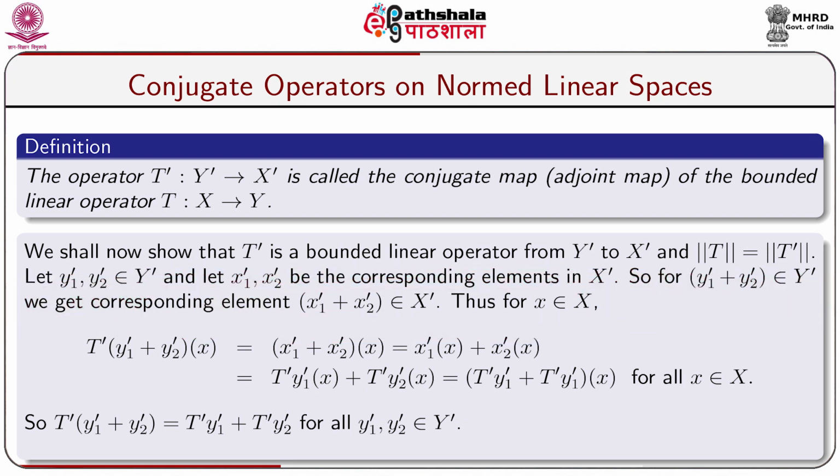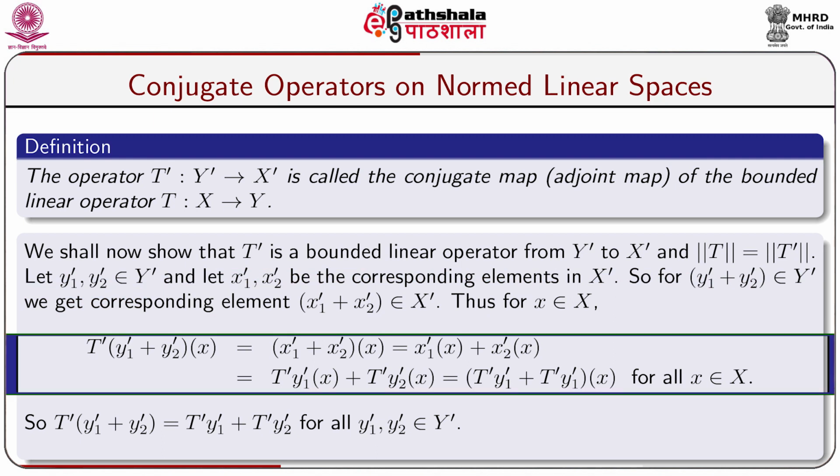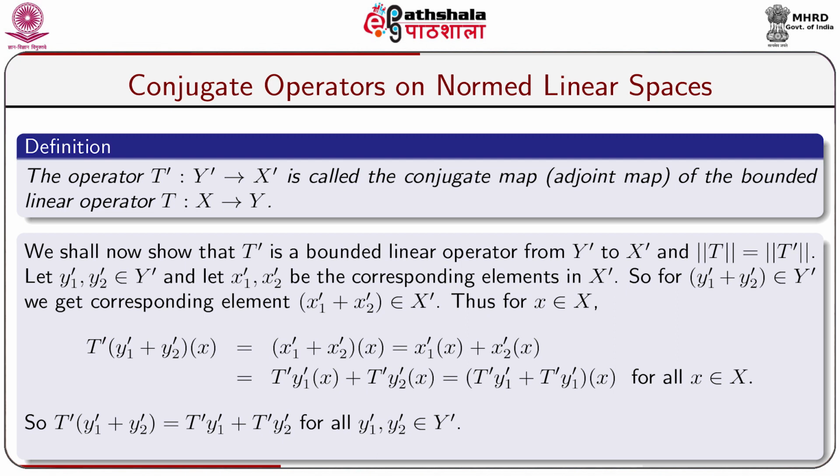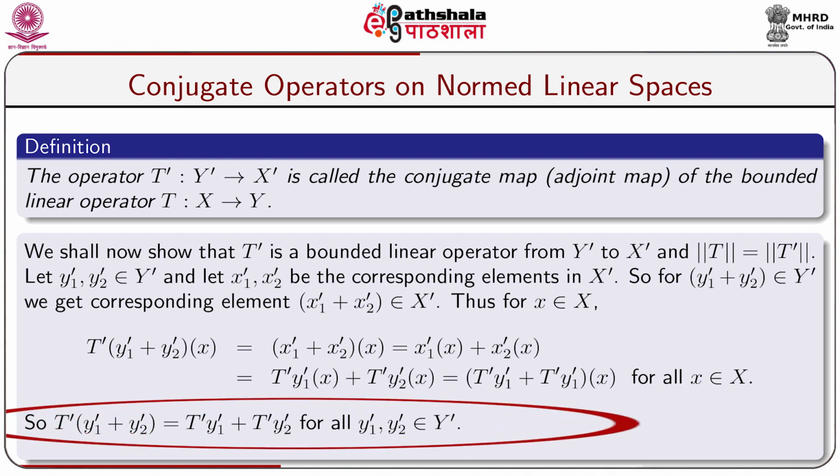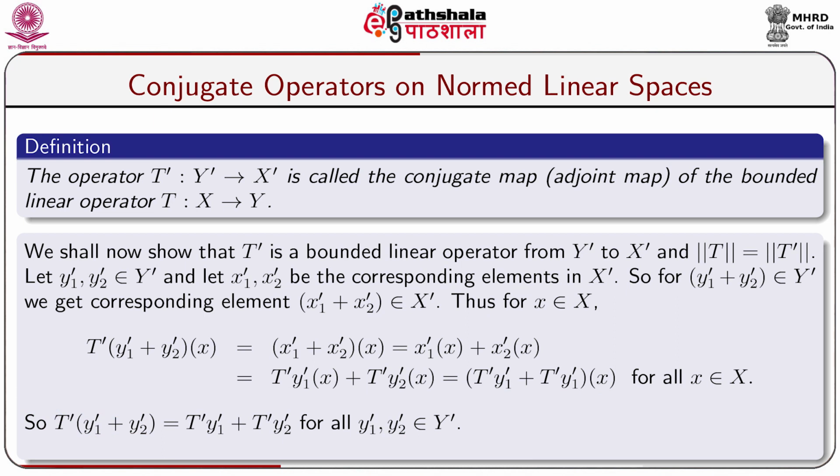Thus, for x belongs to capital X, (T'(y1' + y2'))(x) = (y1' + y2')(Tx) = y1'(Tx) + y2'(Tx) = (T'y1')(x) + (T'y2')(x) = (T'y1' + T'y2')(x) for all x belongs to capital X. So, T'(y1' + y2') = T'y1' + T'y2' for all y1', y2' belongs to capital Y'.